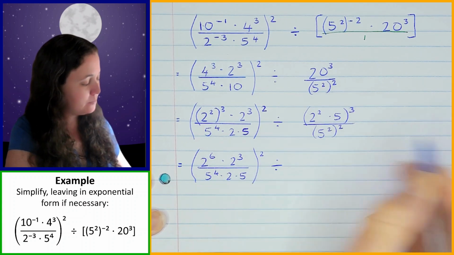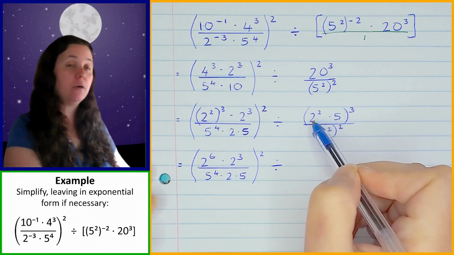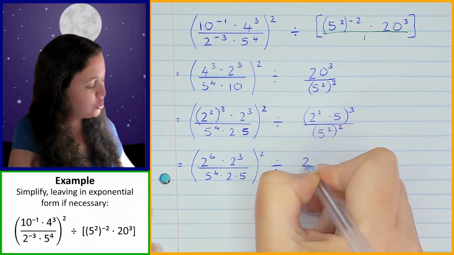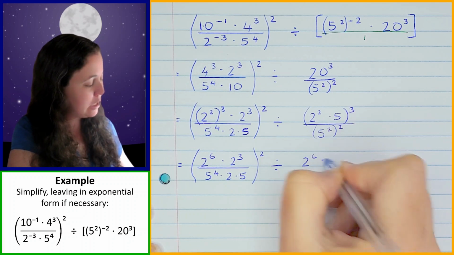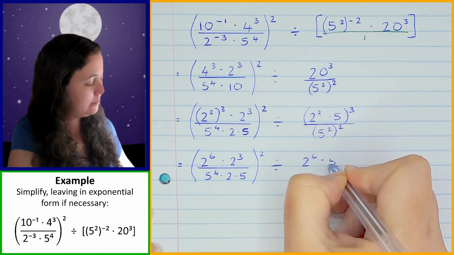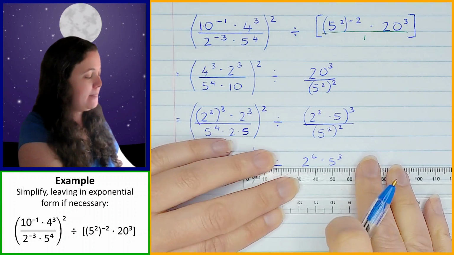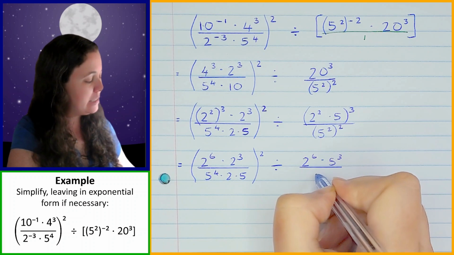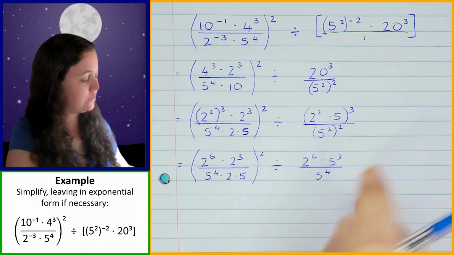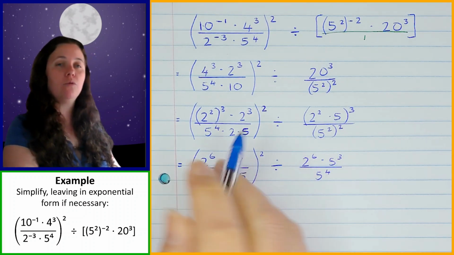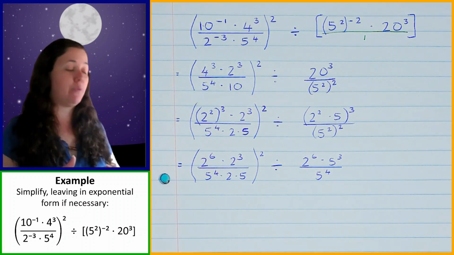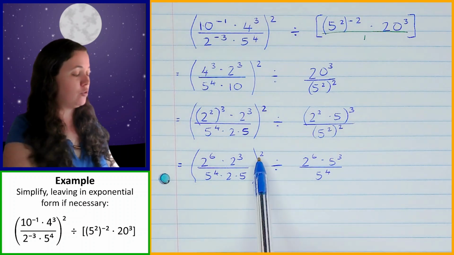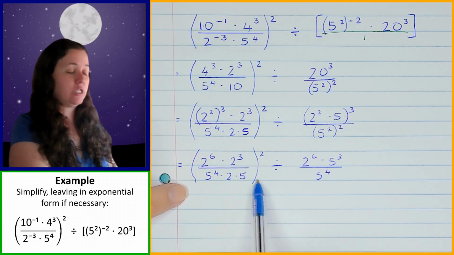Divided by, over here, I'm going to be raising each of these to the power of 3. So 2 squared to the power of 3 is 2 to the power of 2 times 3, which is 6, times 5 to the power of 3, which is 5 cubed. At the bottom, I also have to raise 5 squared to the power of 2. That gives me 5 to the power of 2 times 2, which is 4. Now I've got rid of all of the inside brackets. Now I'm going to simplify these fractions so that I have less to write, and after that I'm going to get rid of these brackets over here.